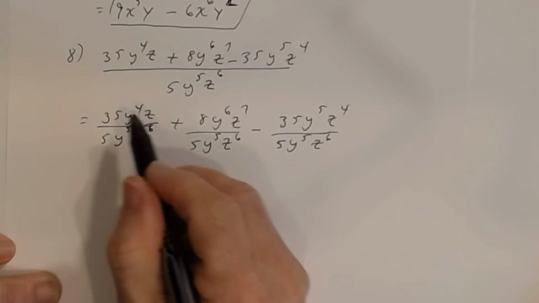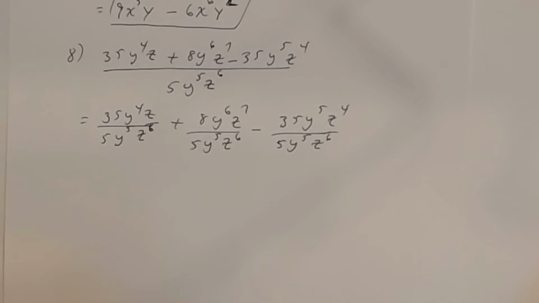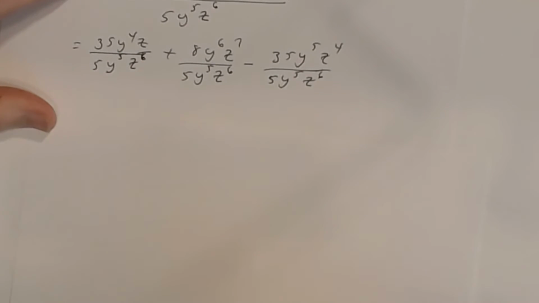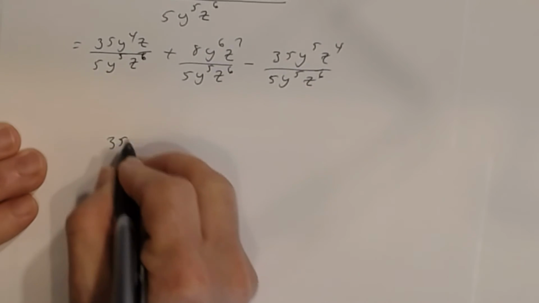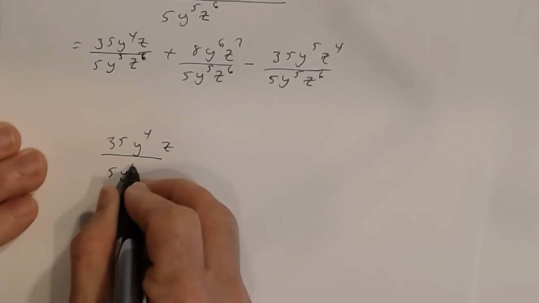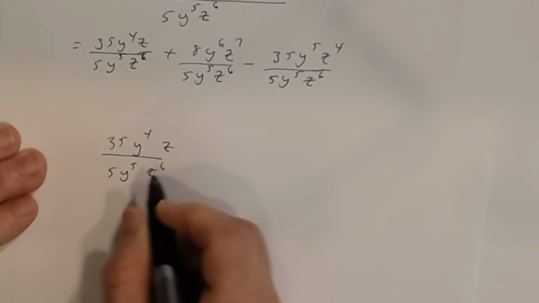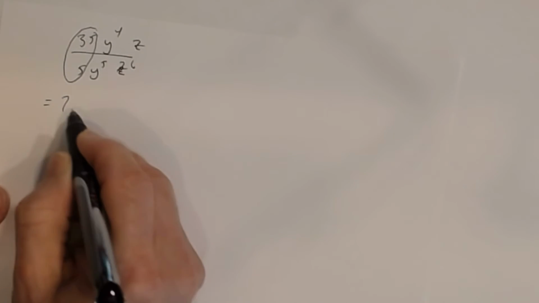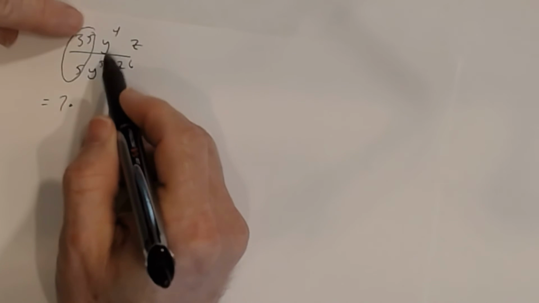All right, then let's talk about each one separately. I'm going to rewrite this here and talk about it. So let's look at this one here. That's 35 y to the fourth z divided by 5 y to the fifth z to the sixth. So you see I'm aligning my like variables. Now let's look at this right here. 35 divided by 5 you know is 7. All right, now let's rewrite this right here.